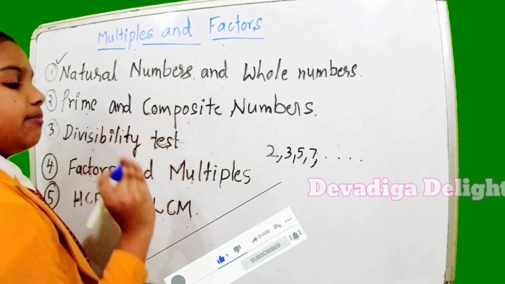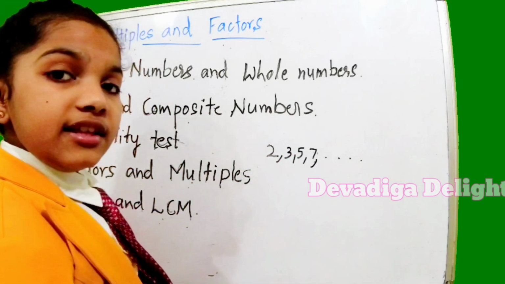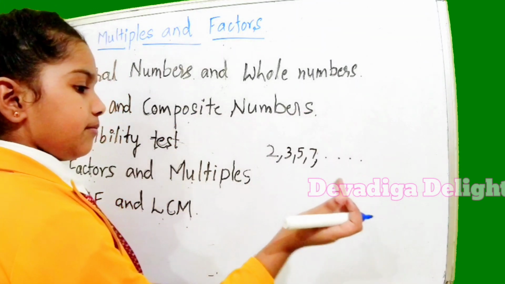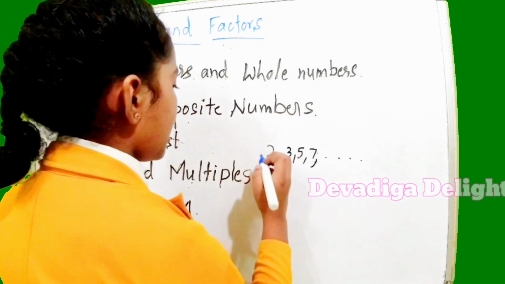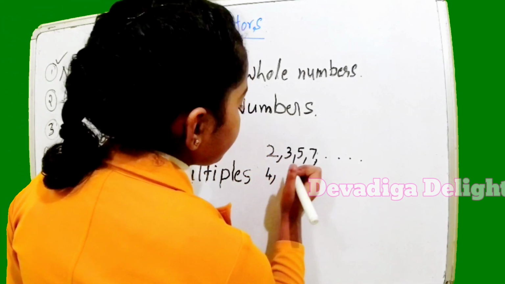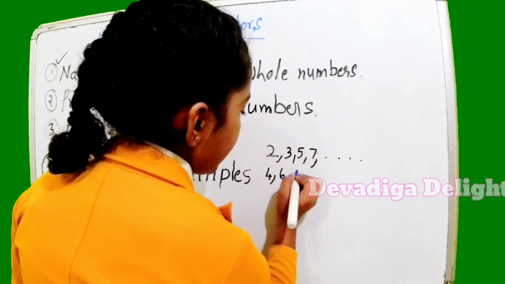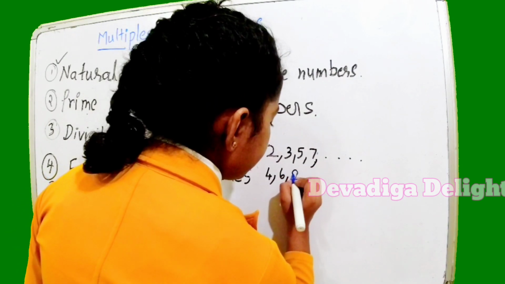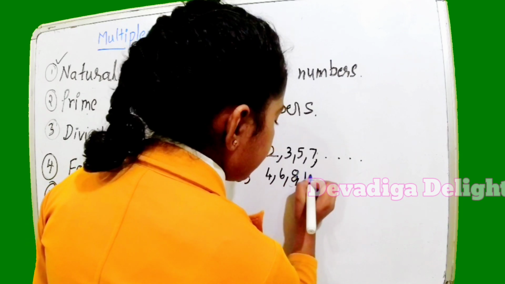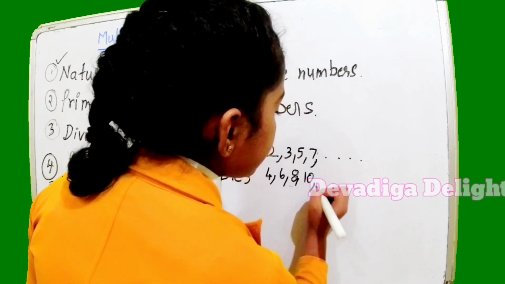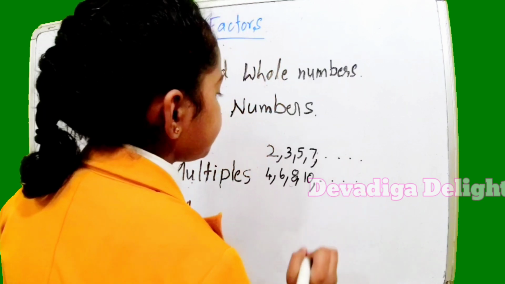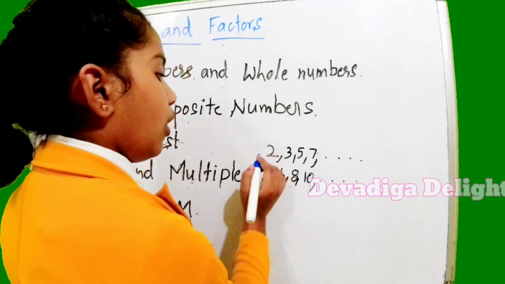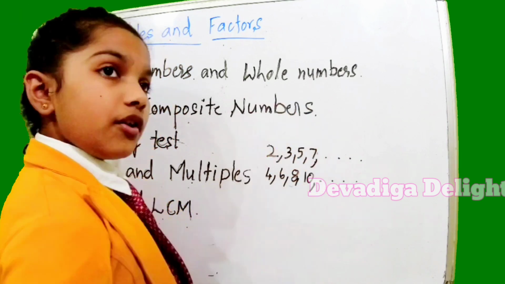Then composite numbers. Composite numbers are the numbers which do come in the tables of other numbers. Examples of these numbers are 4, 6, 8, 10 and so on. And 1 is neither a composite number nor a prime number.